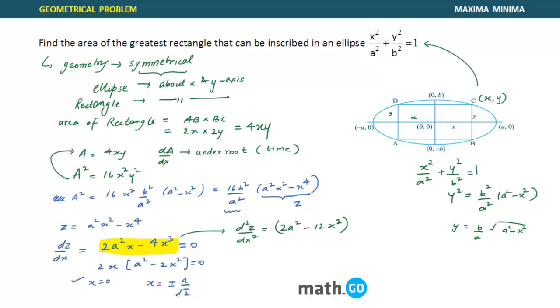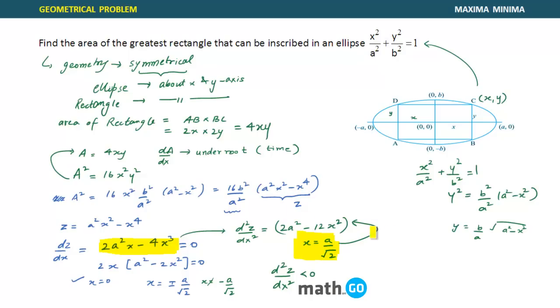Okay, and we do not want the negative value. So see here, you are getting x equal to minus a by root 2 also. Since we are talking about length, x was taken to be the length, I will not take x equal to minus a by root 2. So now I'll just check x equal to a by root 2. Substitute the value of x equal to a by root 2 in here. What value will you get? Yes, can you see that it will come out to be a negative value? So this means that this particular answer is a maximum point.